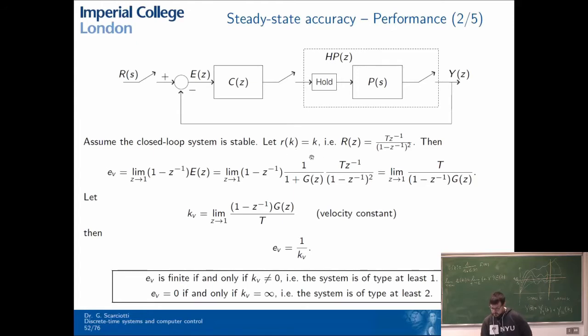The next case is when the reference is instead growing linearly with k, so r of k is equal to k. We compute the Z transform, we obtain this expression, and then we do exactly the same analysis as before. We compute this error, so this is the steady state error with respect to this reference. We replace everything, and from here maybe there is a passage that is not clear, going from this limit to this limit, so maybe I can do it at the board.